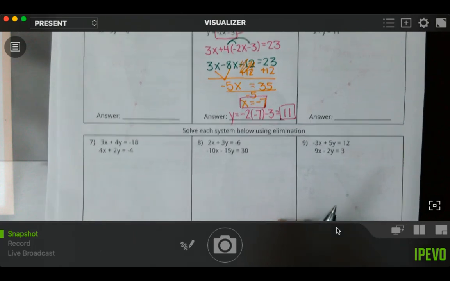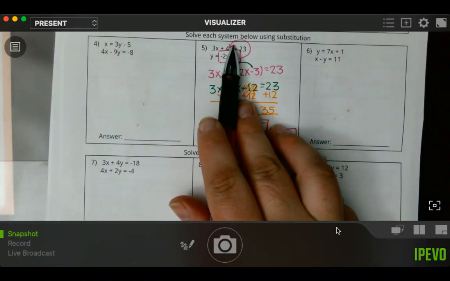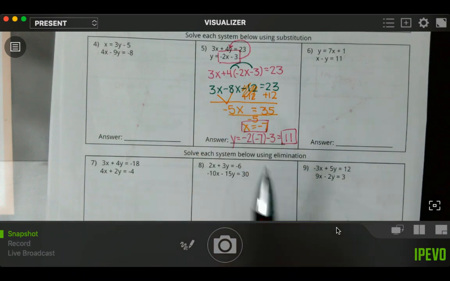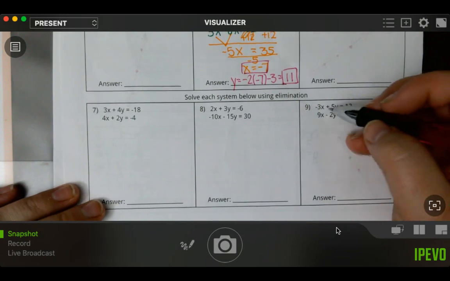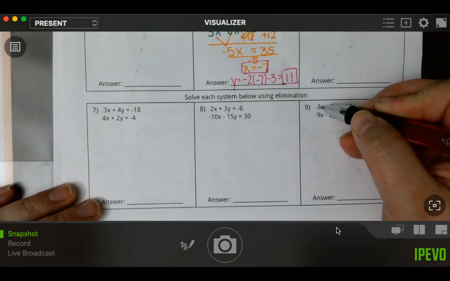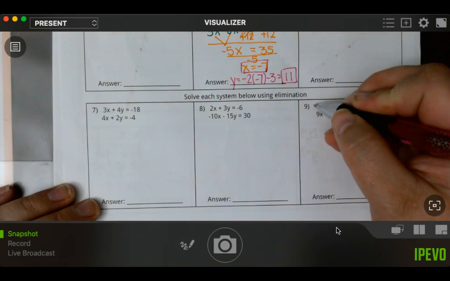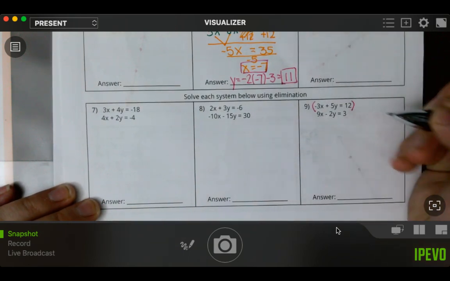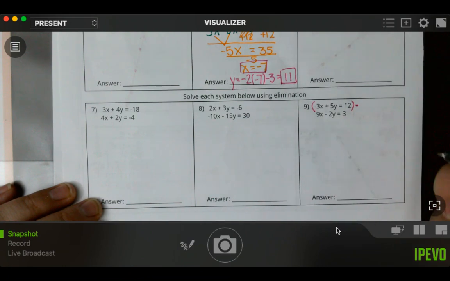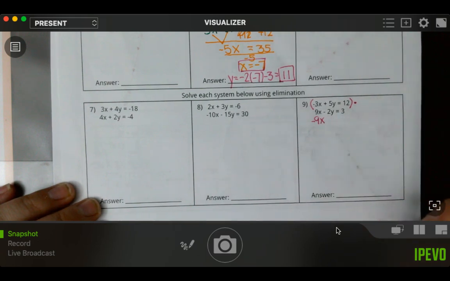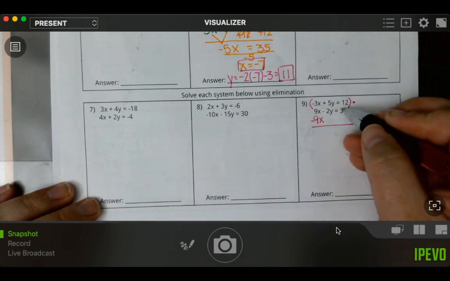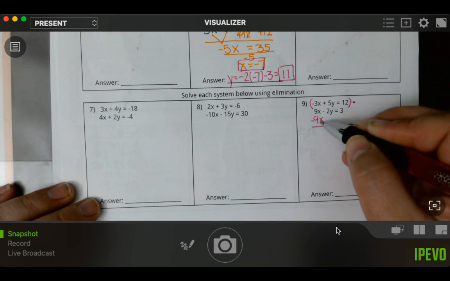Now let's talk about elimination. Up here, we replaced this or substituted it to get the equation to only have x's. Down here, we're going to try and use multiplication to eliminate a variable. And I'm going to go ahead and actually skip to number 9. So for number 9, you'll notice that my x's are -3x and 9x. Our goal is to take the smaller one, in this case that's the top one, and multiply it by something so that this turns into negative 9x. Because then I can add these two equations together and that will cancel out.